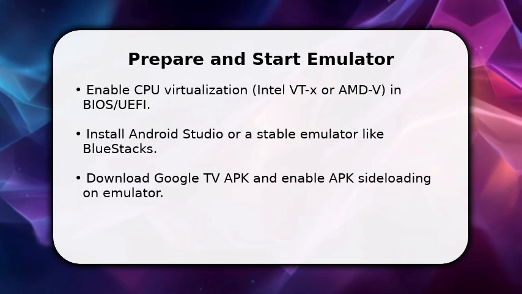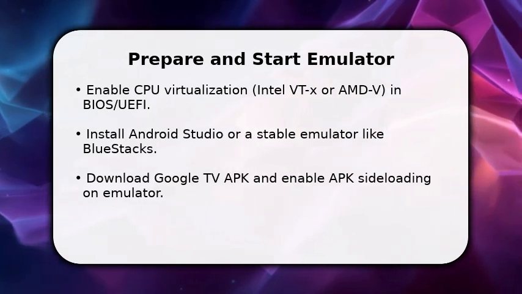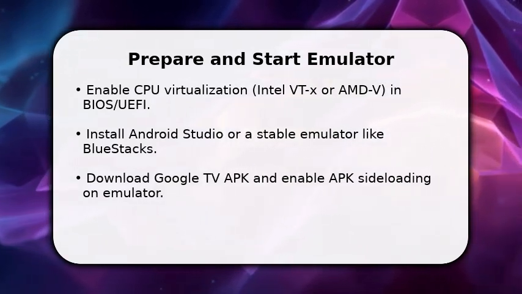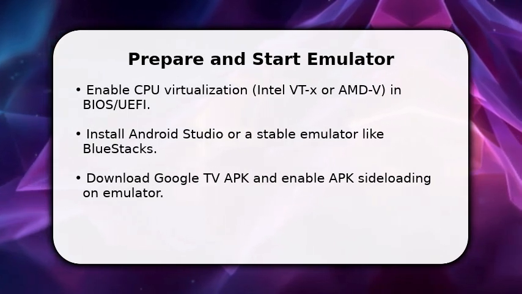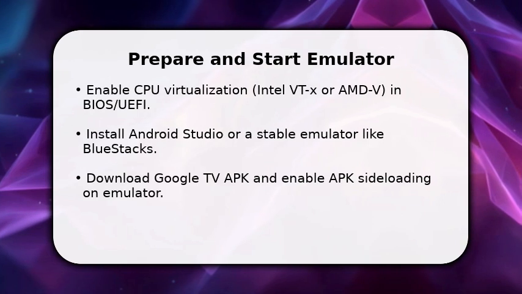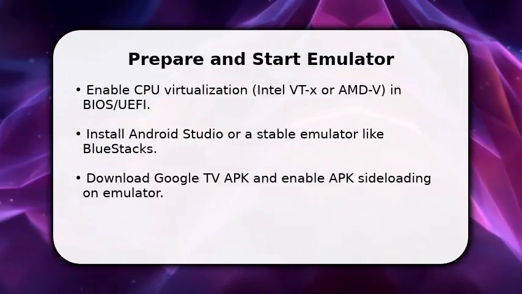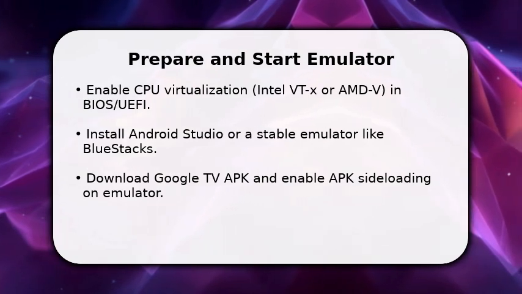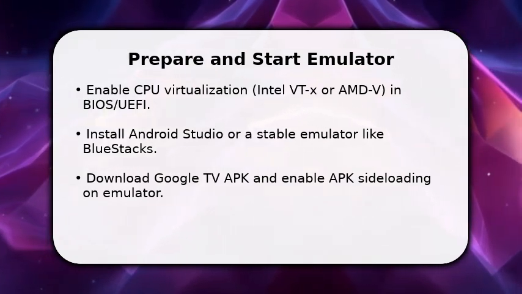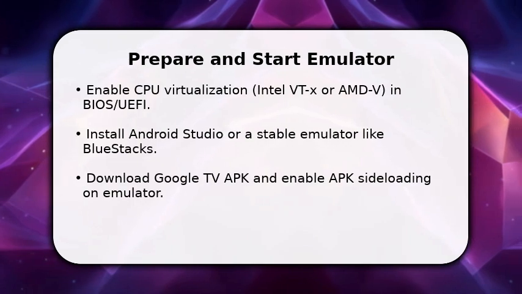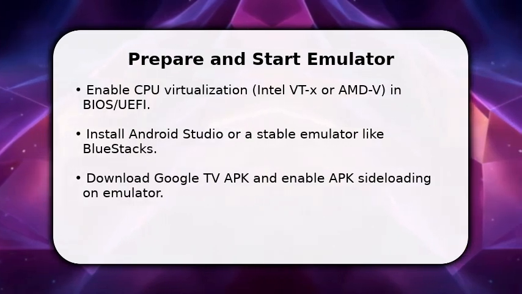Once done, install Android Studio or a heavy-duty emulator such as BlueStacks, then create an Android virtual device with at least Android 11. Make sure to allocate 2+ CPU cores and 4+ GB RAM. Finally, obtain the Google TV APK and enable sideloading in the emulator settings so you can install the app.